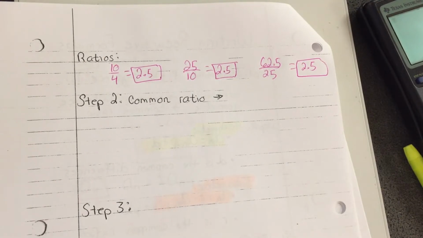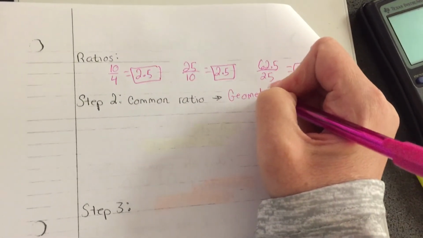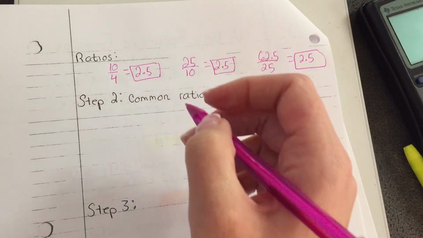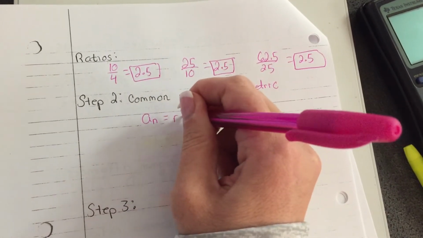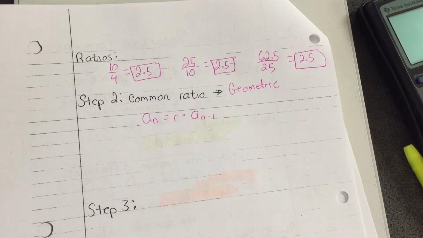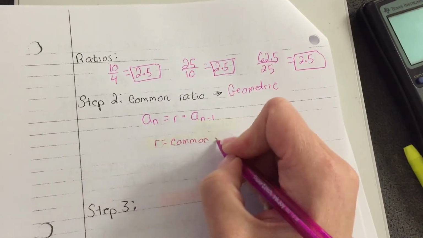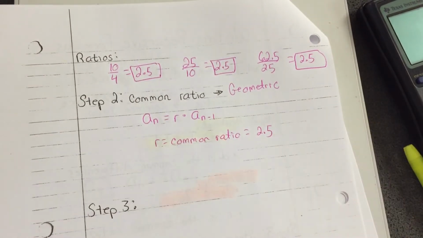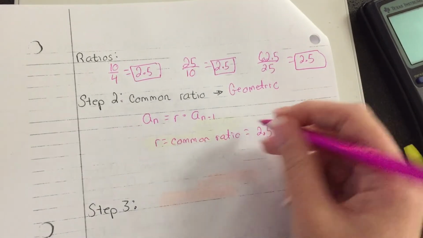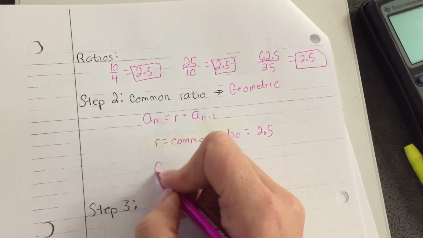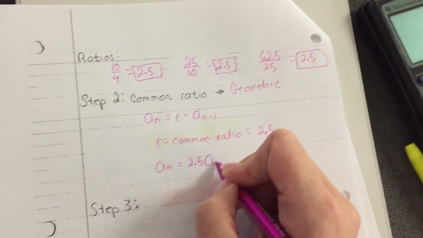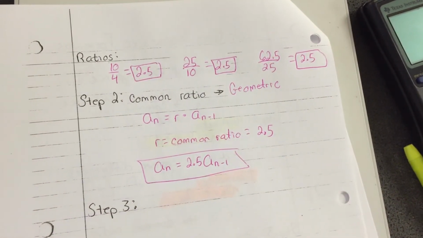Step 2. Since we found a common ratio, what kind of sequence are we going to create? Geometric. So I know I have to use the nth term for a geometric sequence, which is a sub n equals r times a sub n minus 1. I know that r is my common ratio, and it equals 2.5 for this sequence. So how do you write your equation? You just fill in what you know: a sub n equals 2.5, my common ratio, times a sub n minus 1. That's how you create your equation.